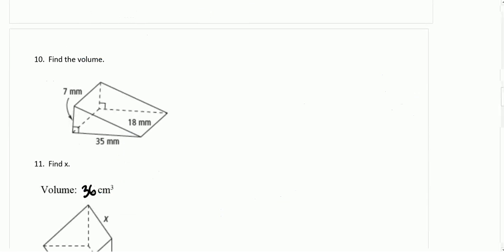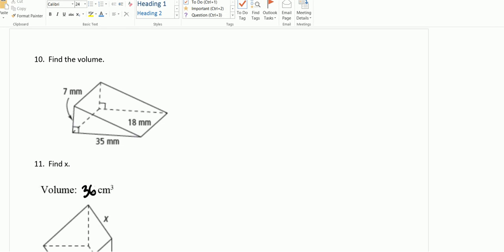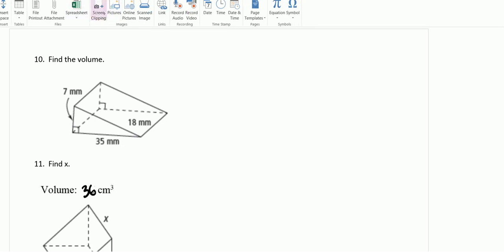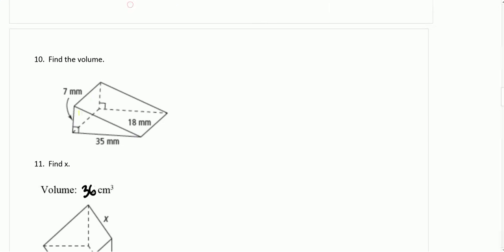Number 10, we're asked to find the volume of this triangular based prism. The base of the prism is going to be perpendicular to the height, and the base of the prism stays the same no matter what kind of cross section you cut. So I'm going to color in the base of the prism here. It would be this triangle.